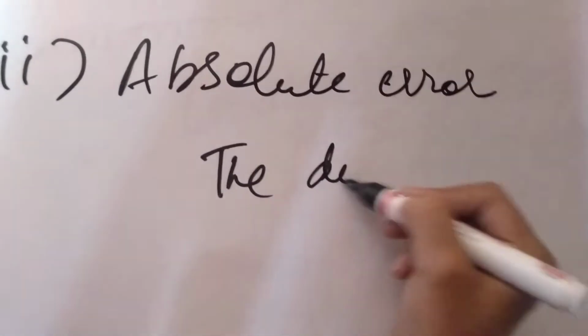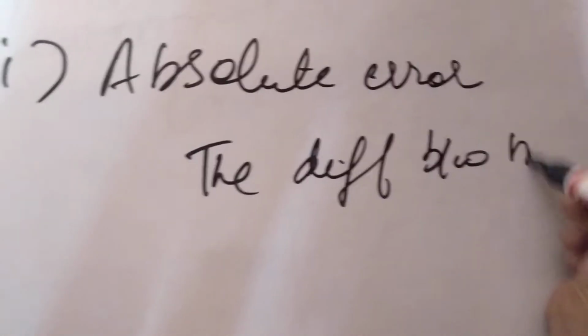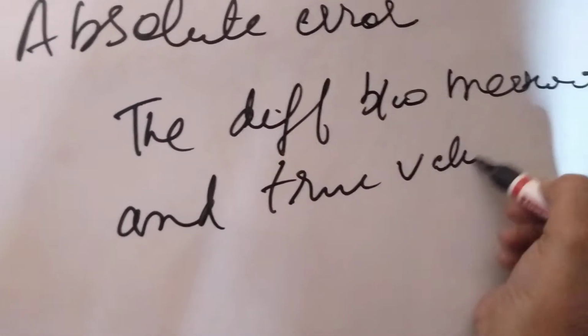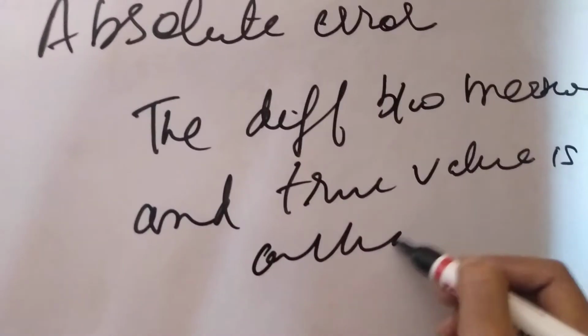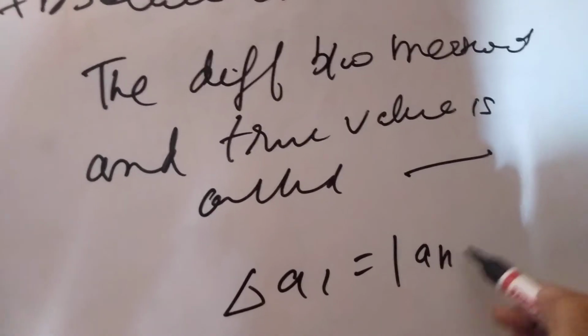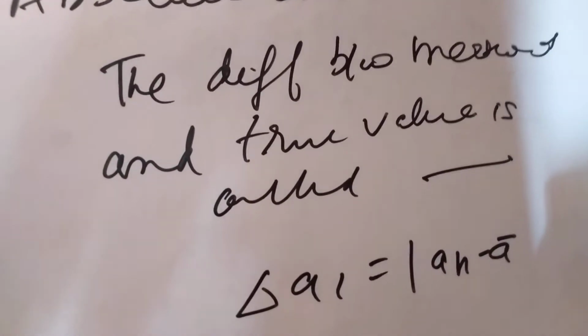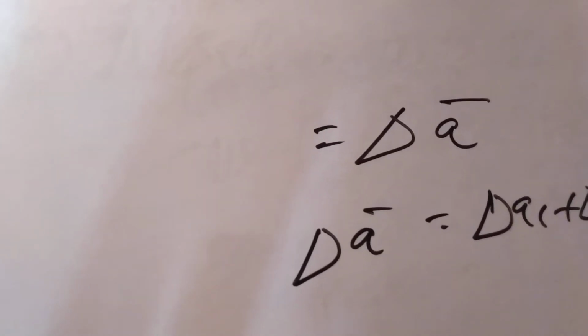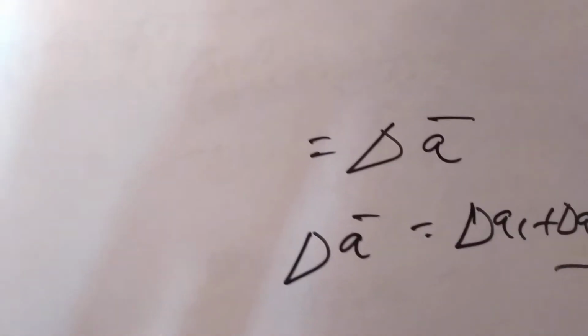Third one is absolute error. The difference between measured value and true value is called absolute error. Del a1 is equal to |a1 minus a bar|. And how can we find mean absolute error? Del a bar is equal to del a1 plus del a2 plus up to so on, upon n. So by this method we can find mean absolute error.